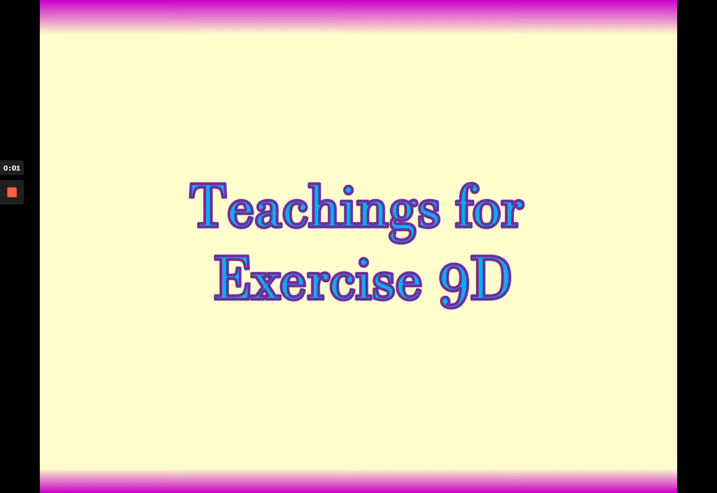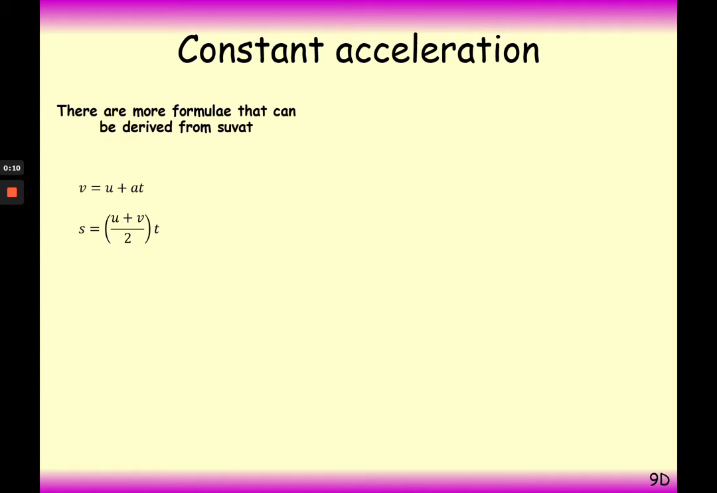Okay, we're going to go through the work for exercise 9D from the Pearson Applied 1 textbook. This is the second part of the SUVAT equations. So first of all, in the previous exercise we worked out the first two SUVAT equations. Now we're going to use these to derive the final three.